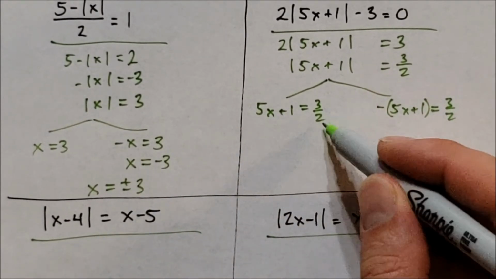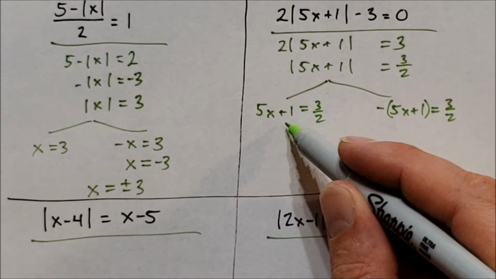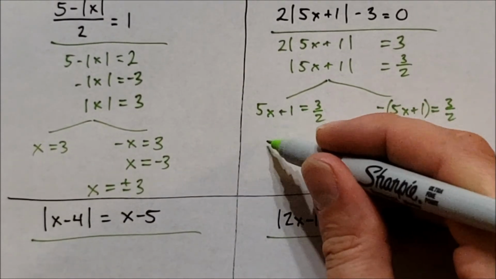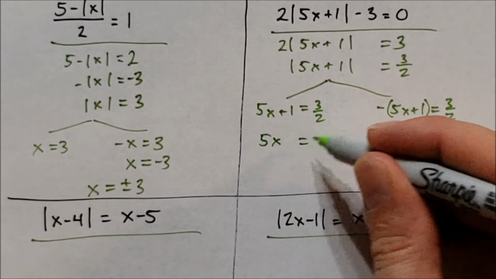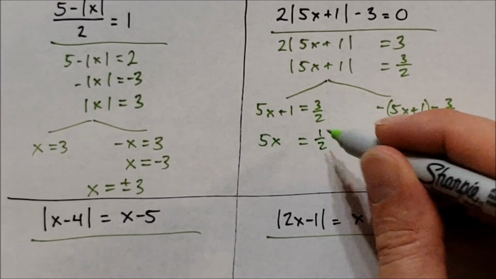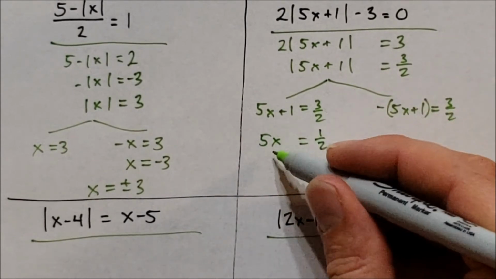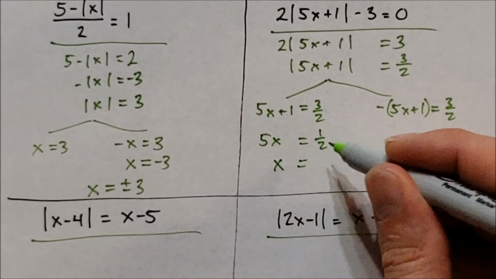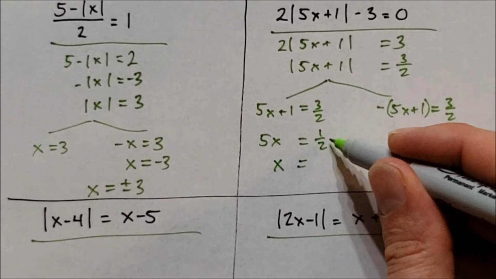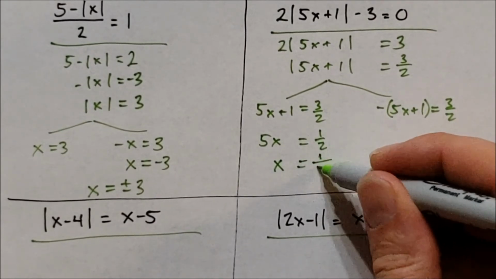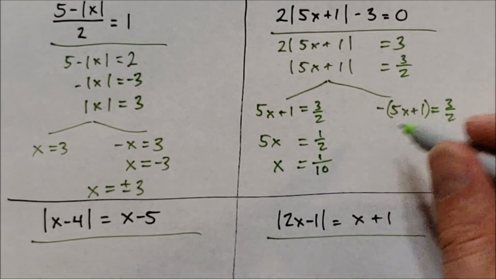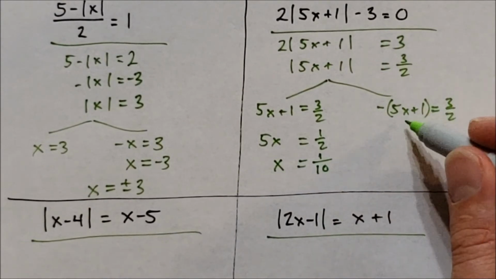Alright, so 5x plus 1 equals 3/2. Subtract 1 from both sides and then divide by 5. So subtracting 1, we're going to have 1/2, because really it's 2 over 2. Dividing by 5 is multiplying by 1/5, so x equals 1/10. That's one of our solutions.